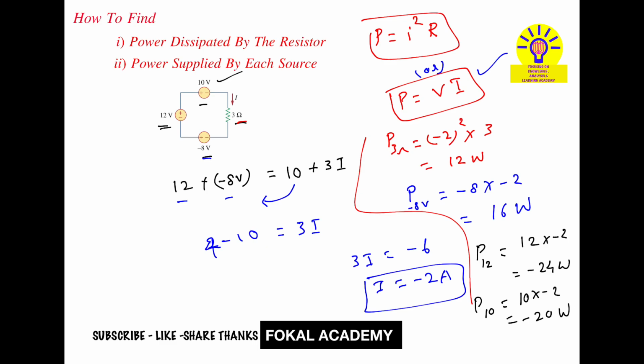So the power dissipated at 3 ohms we got is 12 watts, and these are the corresponding powers at the voltage sources. At the minus 8 volts source we have 16 watts, at 12 volts we have minus 24 watts, and at the 10 volt source we have minus 20 watts. So these are the power sources and this is the power dissipated at the 3 ohms resistor. And this is the process of simplification.